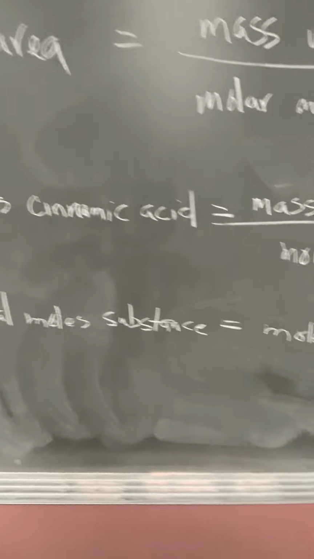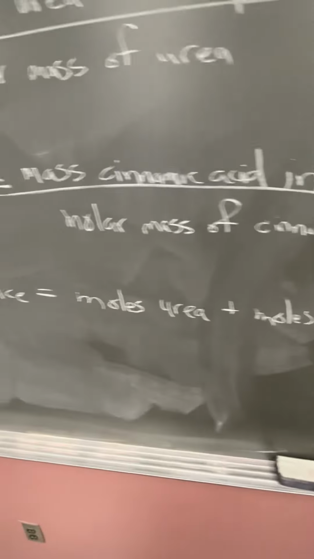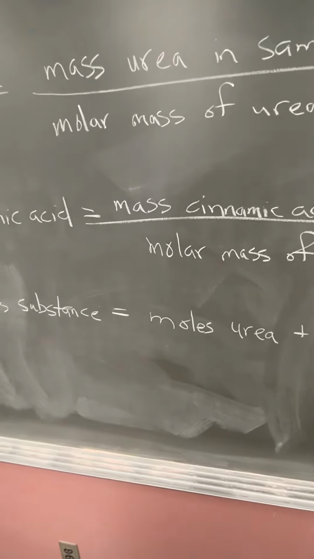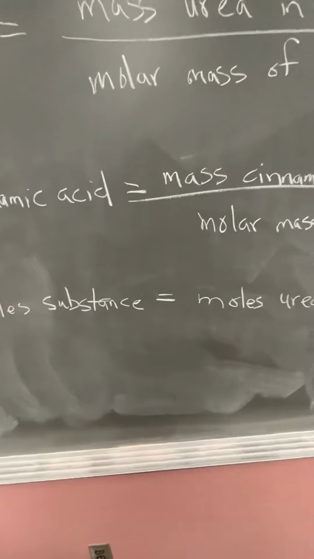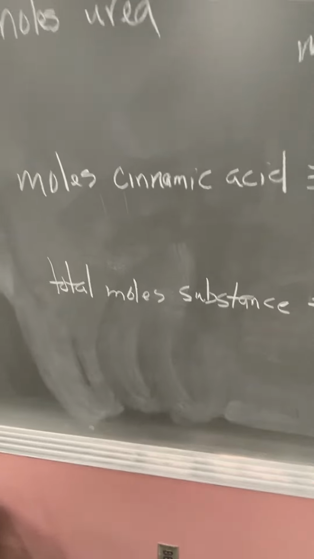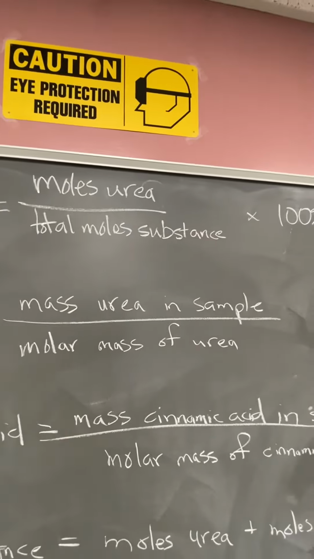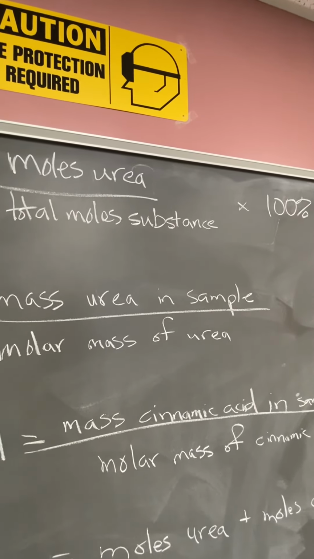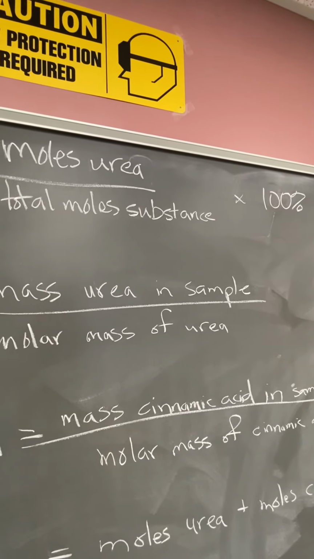To get the total moles of substance, we add those two molar amounts together and recognize that those numbers are going to be very small. 1 gram of urea does not represent a mole of urea. It is a fraction of a mole of urea. Similarly, cinnamic acid. So once we have the total moles of substance, we can figure out the percent moles of urea using the top formula, where we have the moles of urea divided by the total number of moles of substance multiplied by 100%.